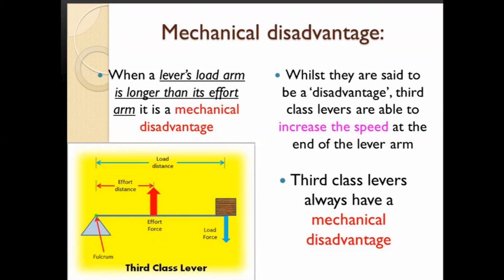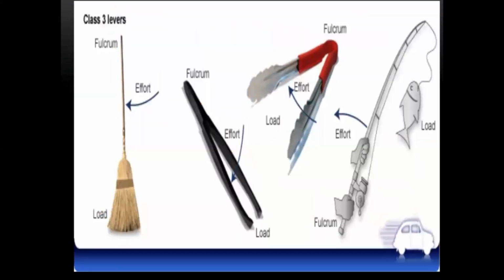The load arm is longer than that of an effort arm. So it is a mechanical disadvantage, or the mechanical advantage is always less than 1 here. But there is one advantage that can happen in the case of class 3 lever: they are capable of increasing the speed. Some examples for third class lever are a broom, a tongs, and the fishing rod.